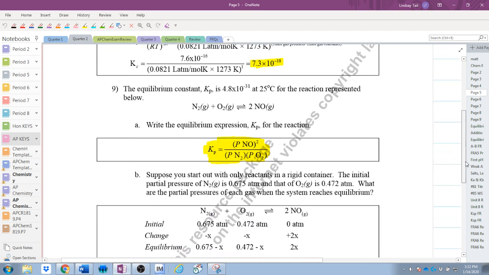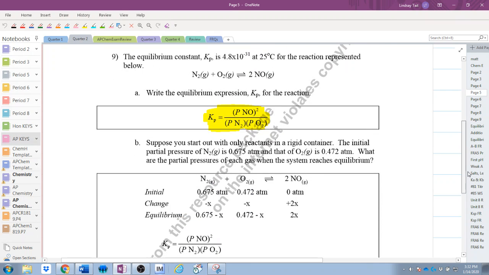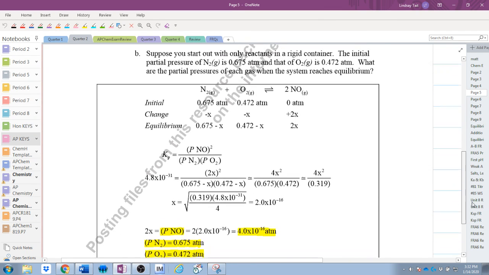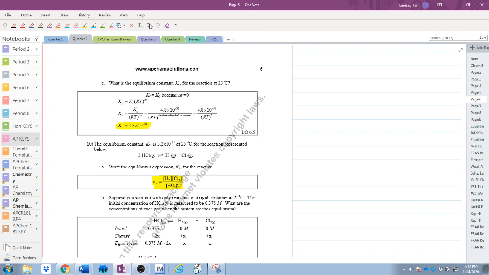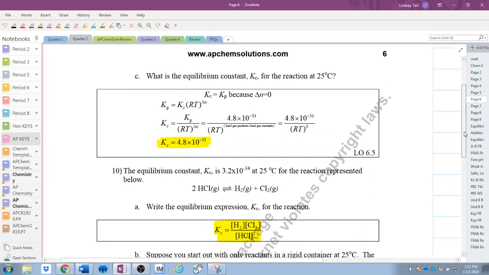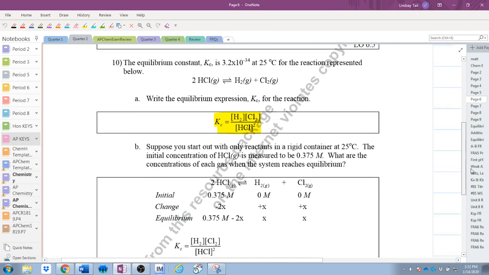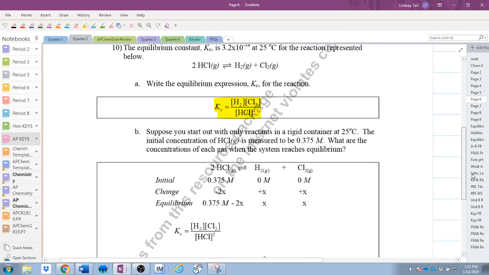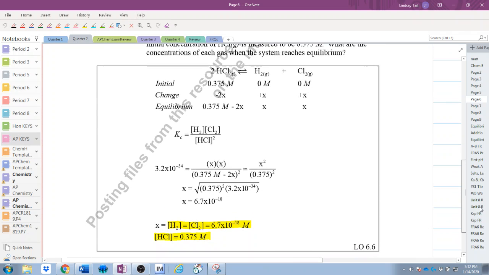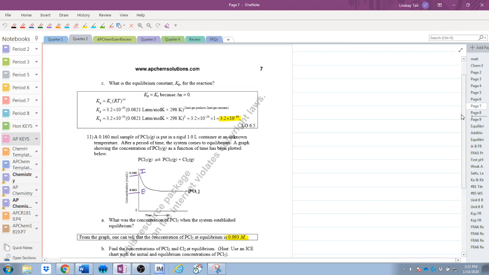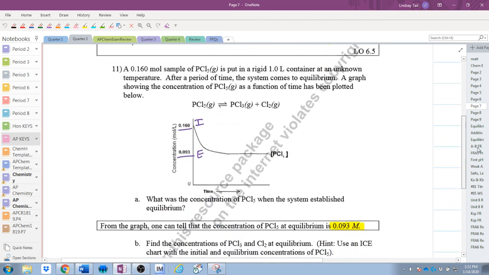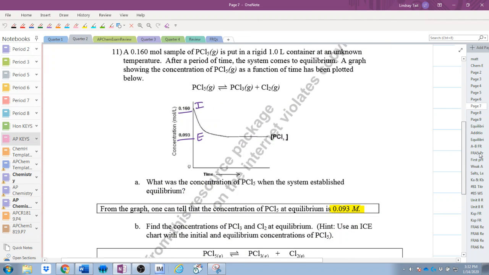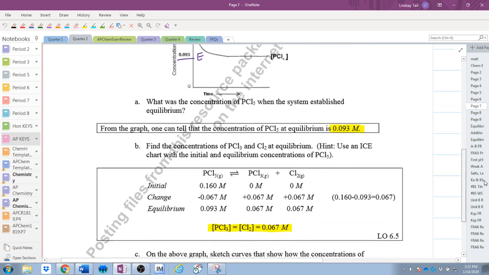Another Kp-Kc conversion. 9A. 9B. 9C, not tested. 10A. 10B. 10C, not tested. 11A. 11B.